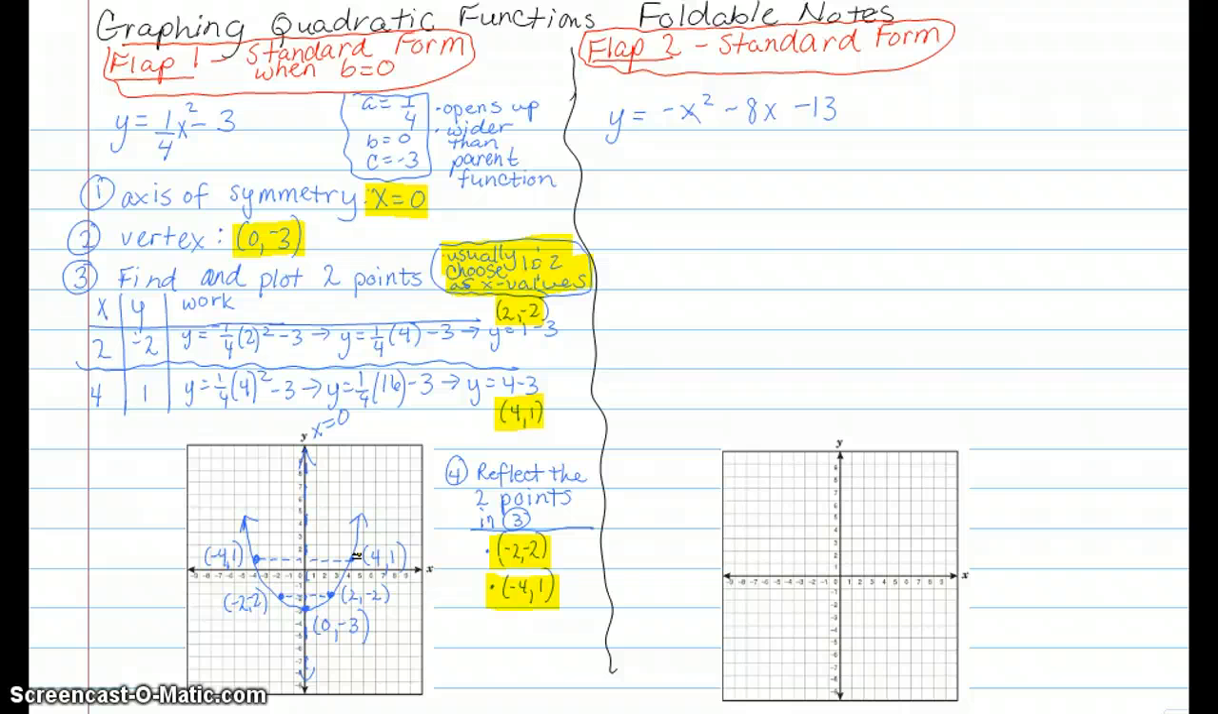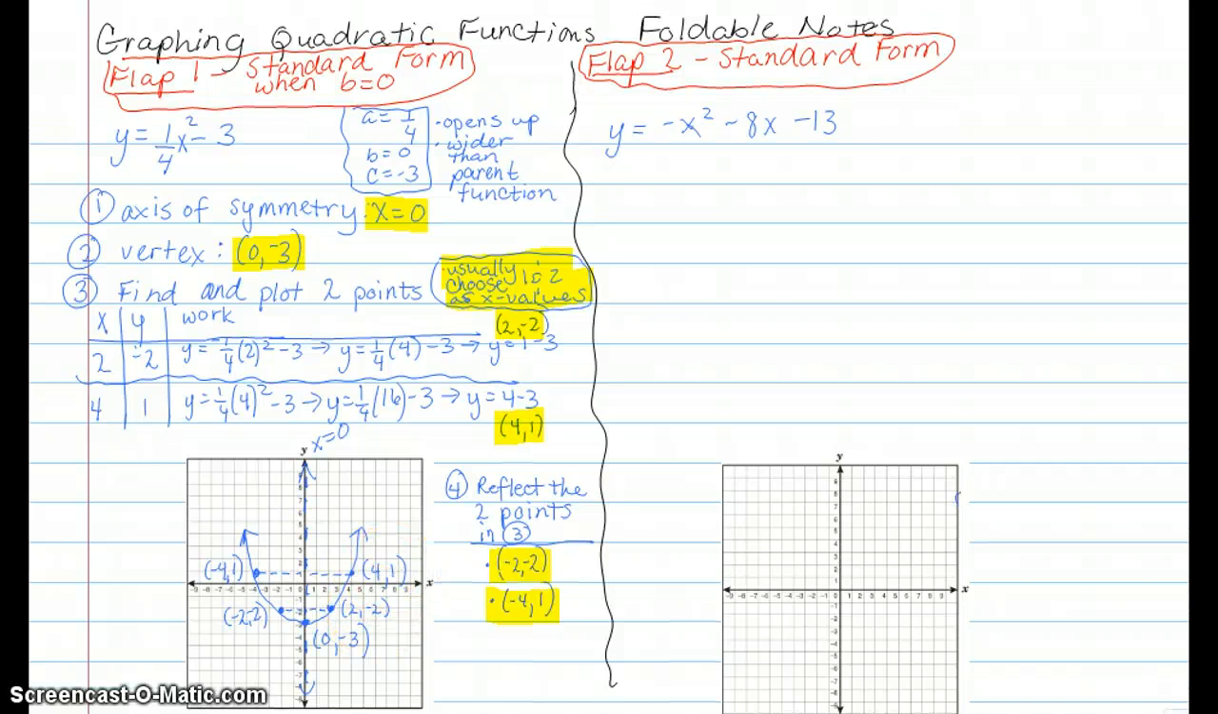We are then going to reflect that point, so it's 1, 2, 3, 4 from the axis of symmetry on the right. So go 1, 2, 3, 4 from the axis of symmetry on the left, so it's negative 4, 1. Plot it, label it. When you connect it, you can see you have a rather wide parabola. All 5 of your ordered pairs are labeled.